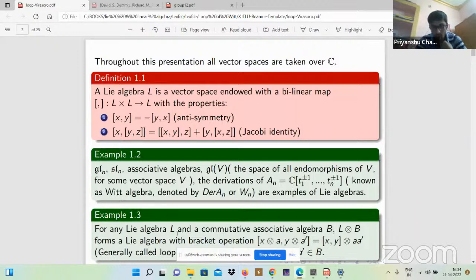Moreover, given any Lie algebra, one can construct a new Lie algebra from the old one. Example 1.3 shows this kind of construction. Suppose we have a Lie algebra L and a commutative associative algebra B. Then one can construct a Lie algebra L tensor B with the bracket operation [x tensor a, y tensor a'] equal to [x,y] tensor a a'. This kind of Lie algebra is generally called a loop algebra.